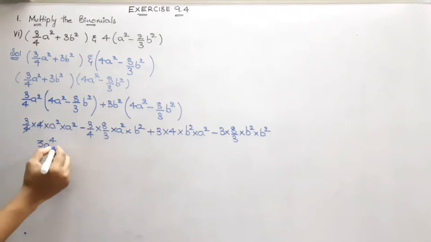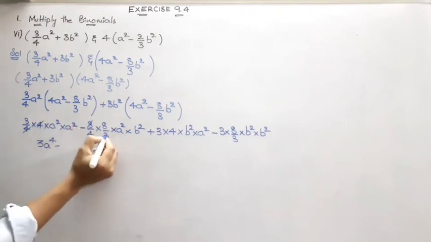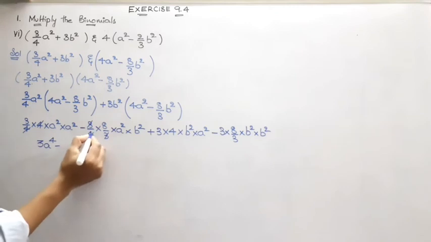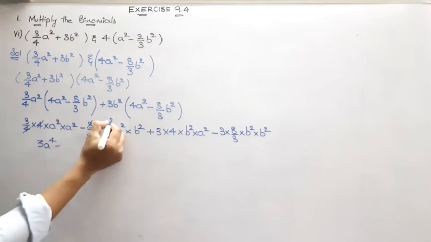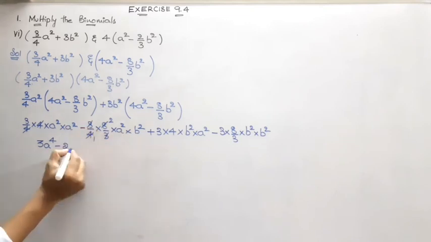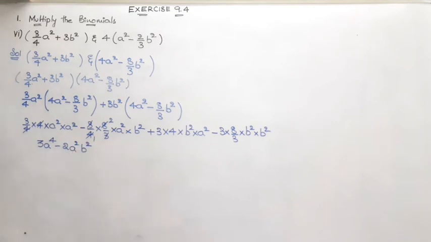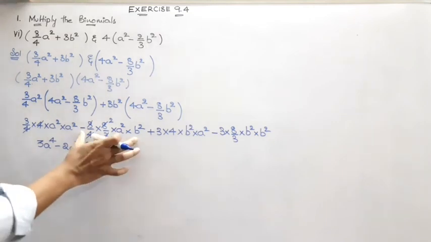Okay, next. Minus, I am moving to the second term, children. 3 and 3 can be cancelled and 4 1s are 4, 2s are 8. So the number is 2. A square into b square, it is a square b square. So we are done with the second term.